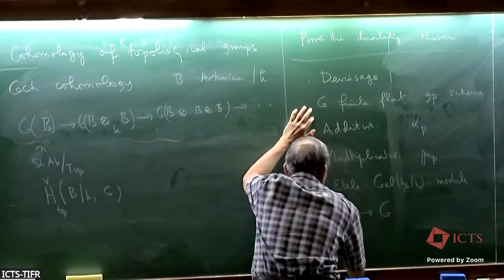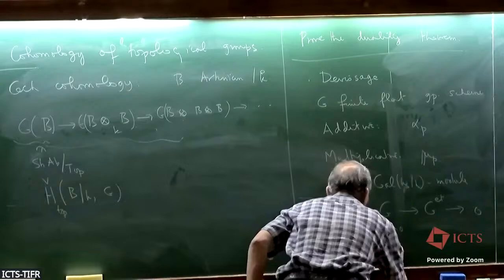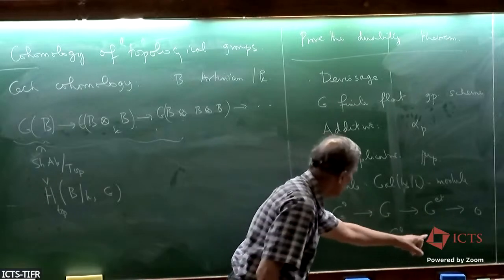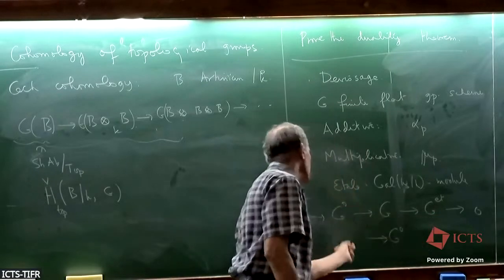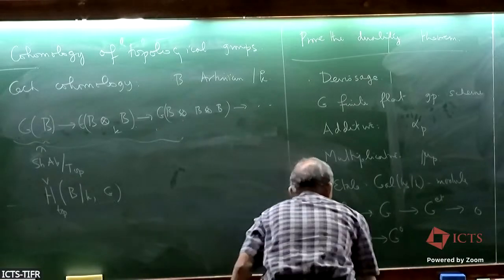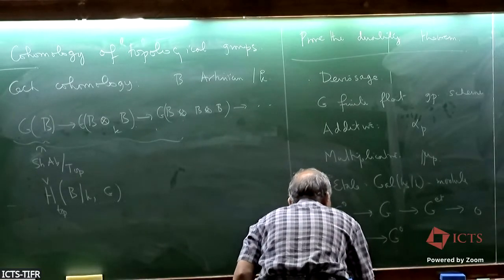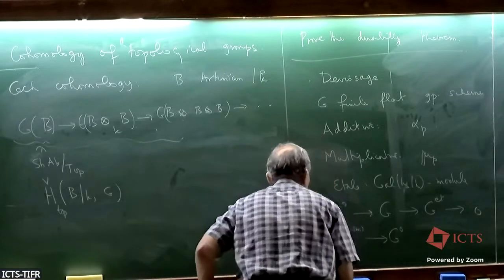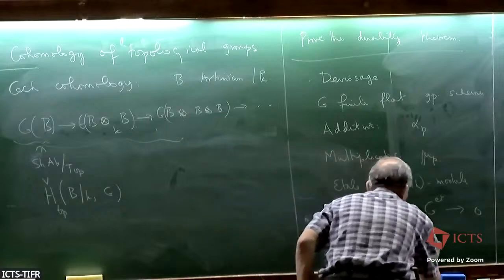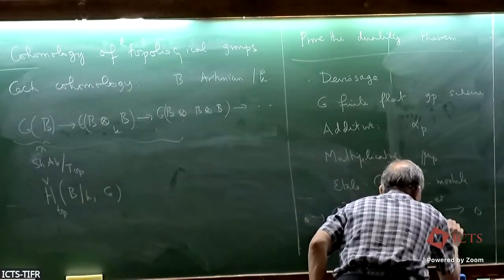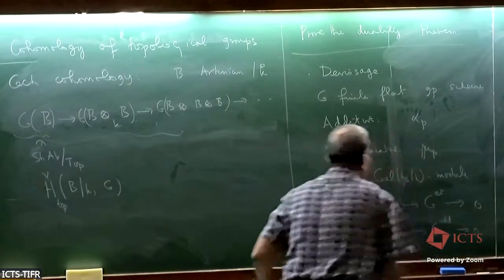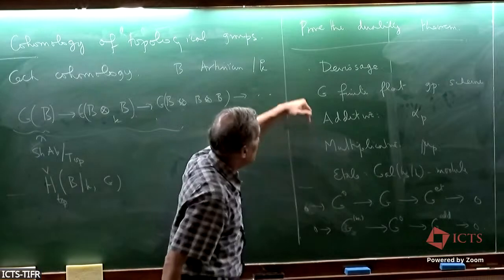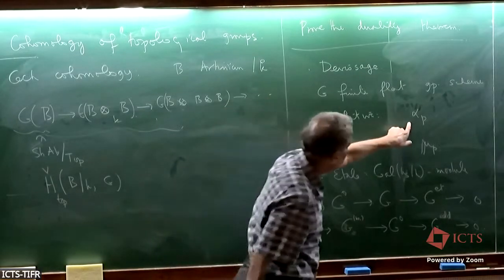you can look at the connected component G naught, and I can go to the Cartier dual of G naught and work with the same exact sequence and dualize again. So what you have is something which is multiplicative, so let me say G multiplicative, and then there is a G additive. This is kind of the structure in general; I'm saying this is an example.